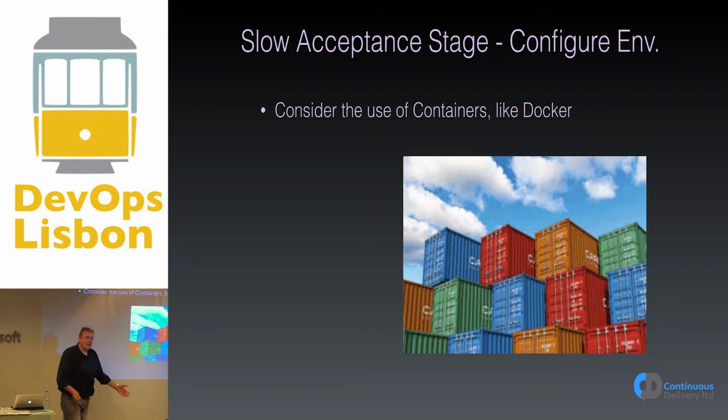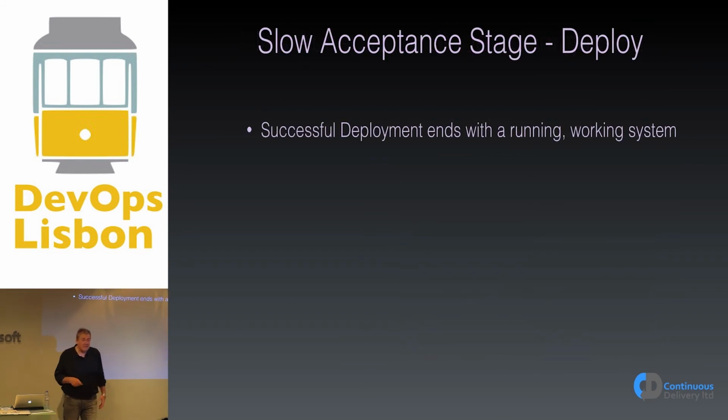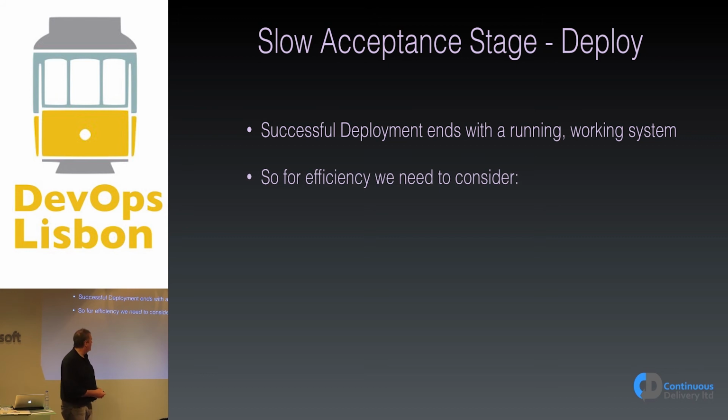Consider the use of containers like Docker. It will simplify some of these problems and help you out with some of these techniques. It's not a silver bullet, of course. So, successful deployment ends with a running, working system. For efficiency, we must think about the time to deploy the system itself. As I said before, if we want it to be efficient, we'd like to shift the minimum number of bytes. So think about how to do that.